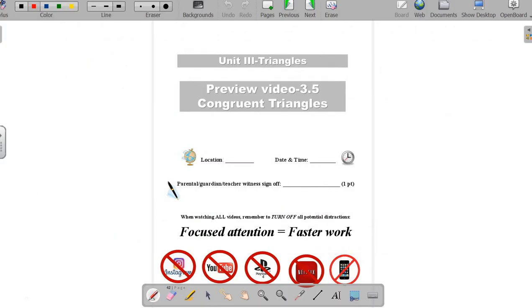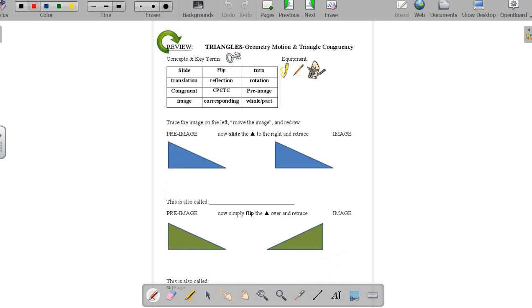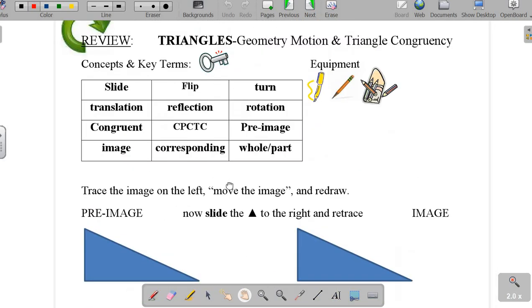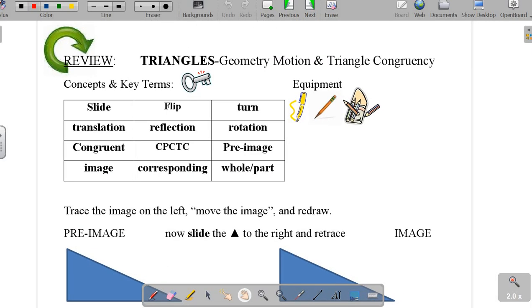Taking a look here, preview video 3.5, Congruent Triangles. So our previous lessons, a couple of them, have been about triangle guts, meaning relationships within a single triangle.